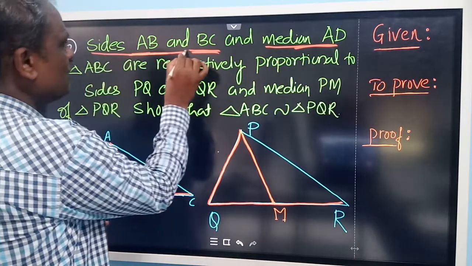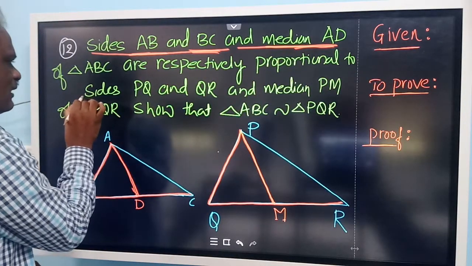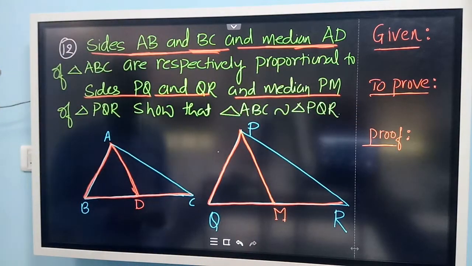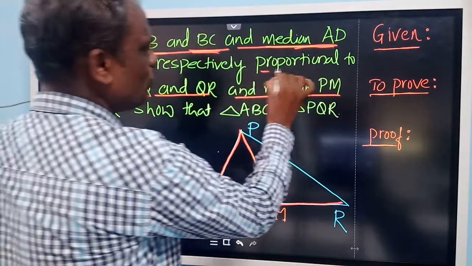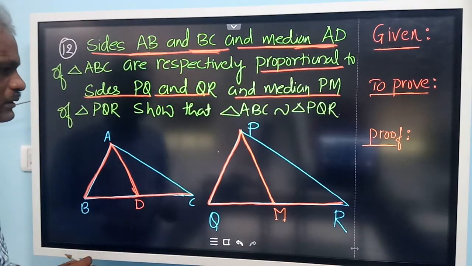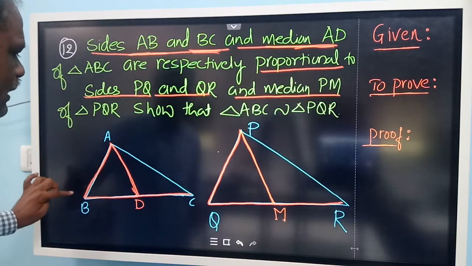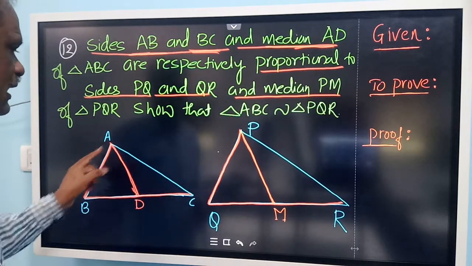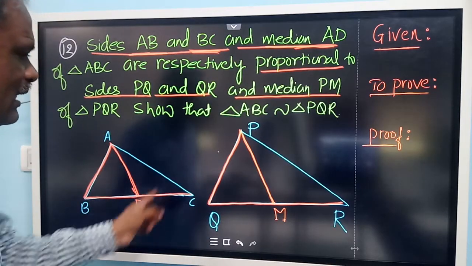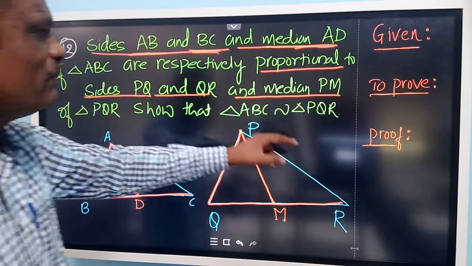See, sides AB, BC, median AD of triangle ABC. The same way, sides PQ, QR and median PM are proportional to each other. Now you have to prove that ABC is similar to PQR. So what is given, what you have to prove, you have to understand now. AB by PQ, they are the corresponding sides, BC by QR and median AD by median PM. They are proportional. You have to prove that ABC is similar to PQR.